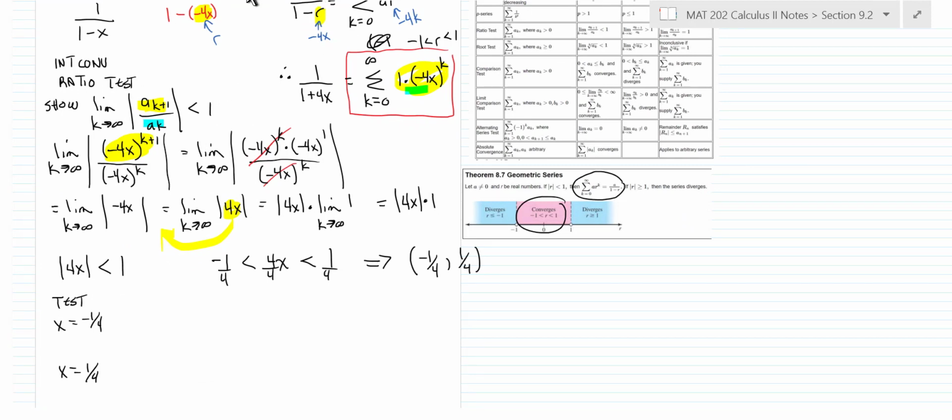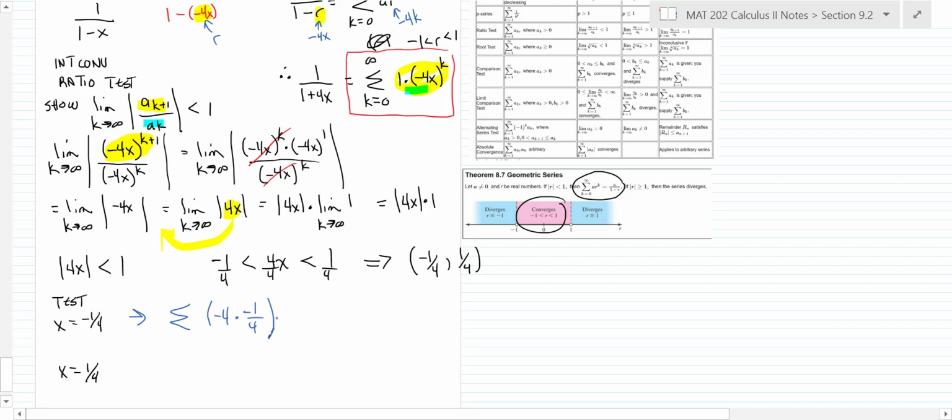So I'm going to test in that series. What I'm going to get is the series, and that's going to be -4 times -1/4 to the k power. You're just plugging in for x. Then we're going to do the same thing for 1/4. That's the series -4 times 1/4 to the k power. And we'll see if they diverge or one of them converges or whatever. This is pretty easy to do.